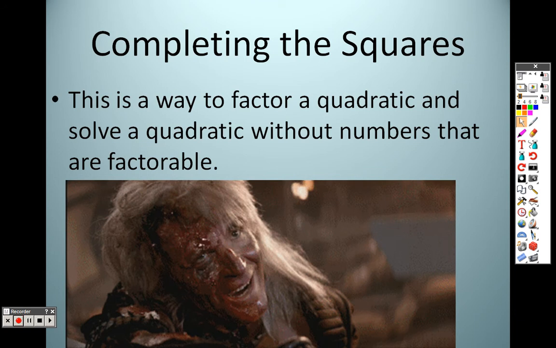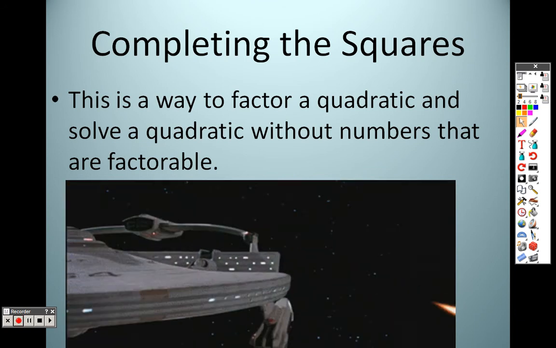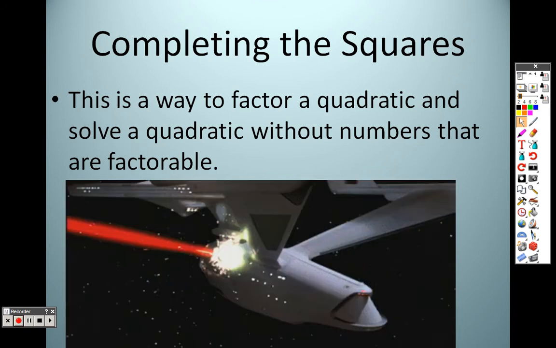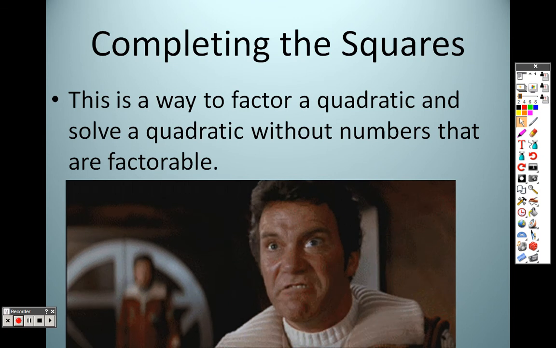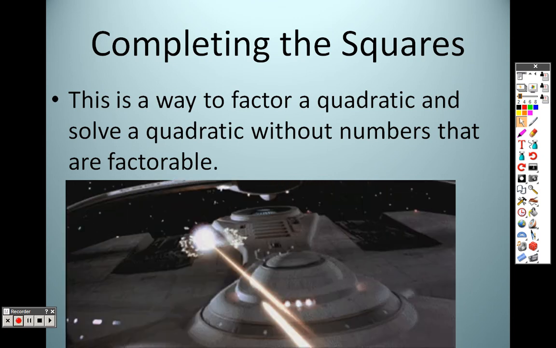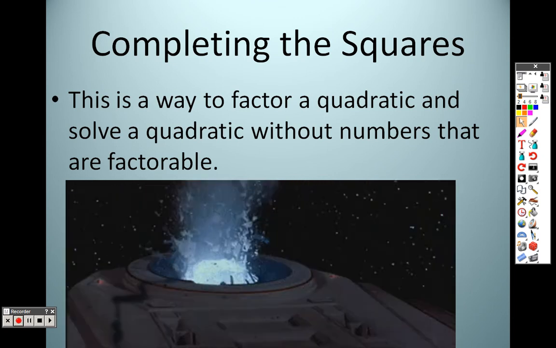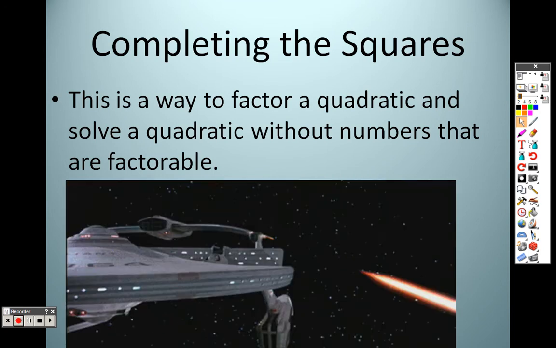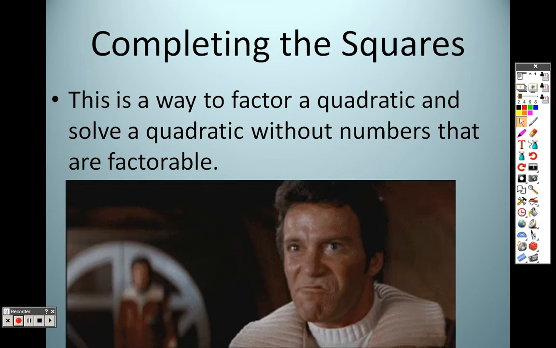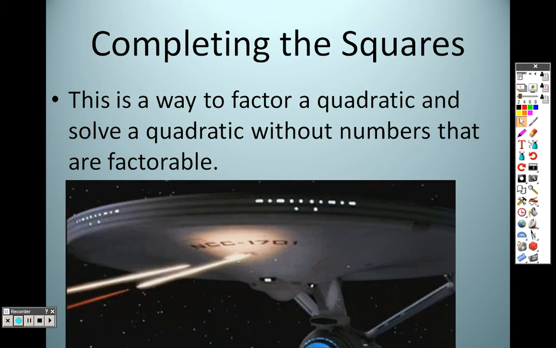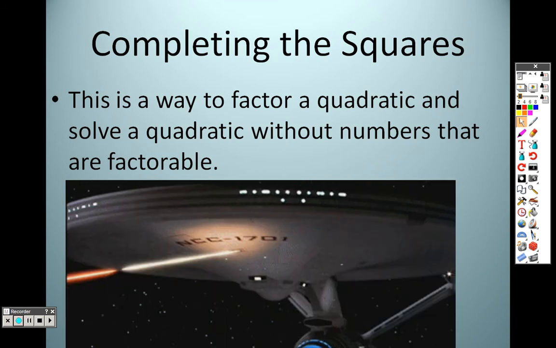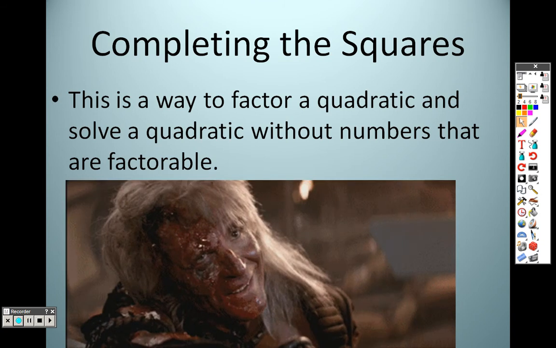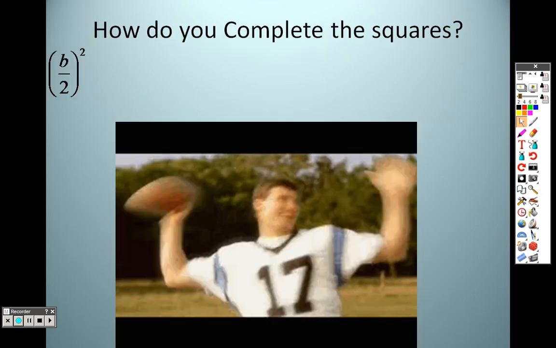So in 5.2 we talked about factoring. We looked at numbers that multiply to give you something, that also add to give you the middle x value. But when it boils down to it, you probably realize that you can't always factor something to solve a quadratic. So what we're going to do is figure out ways to rewrite them so that they are factorable. So how do you complete the squares?